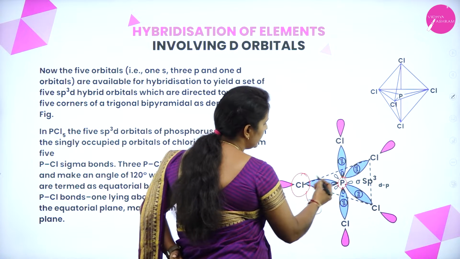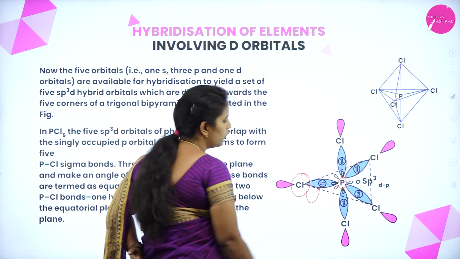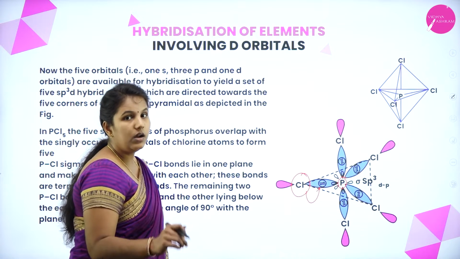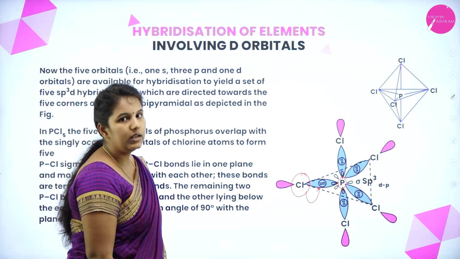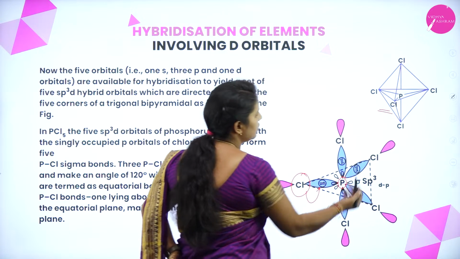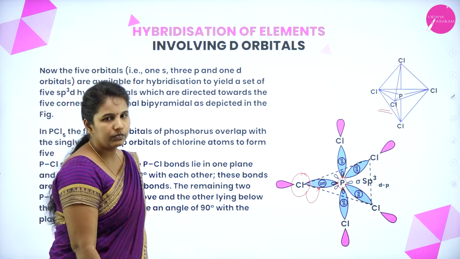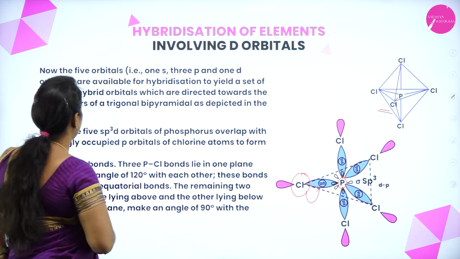You can see that this is a trigonal structure, and just above and just below the plane you can see that there is one more orbital. Hence, this structure is known as trigonal bipyramidal shape, or you can write the structure like this also for the PCl5. Okay, so now let us see how many sigma bonds will be formed here.